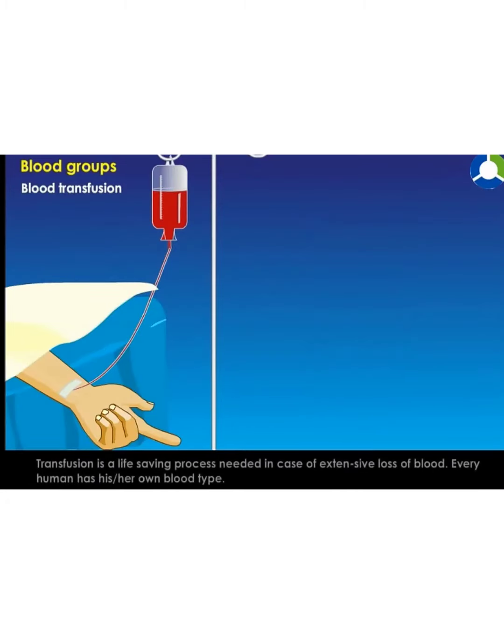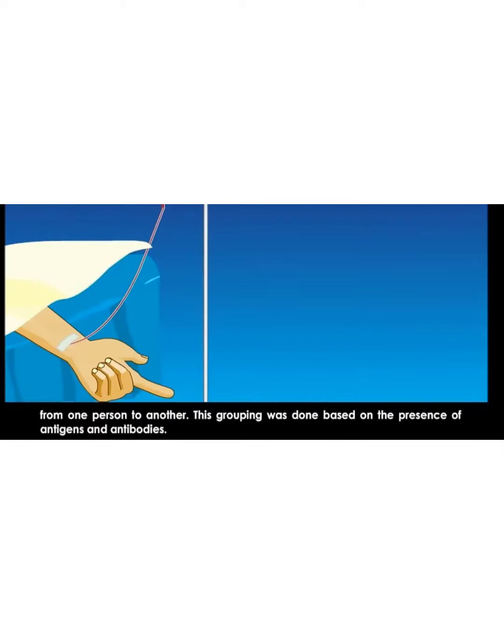Next, about blood transfusion. Transfusion is a life-saving process needed in a case of extensive loss of blood. Every human has his or her own blood type. Karl Landsteiner discovered the 4 types of blood groups and a method for transfusing blood from one person to another. This grouping was done based on the presence of antigens and antibodies.